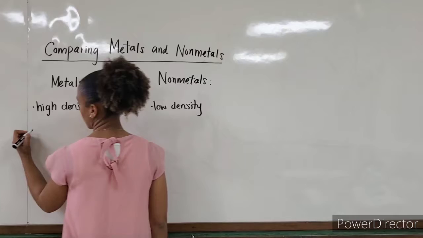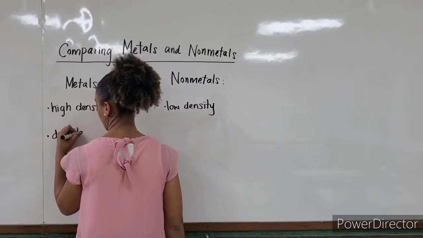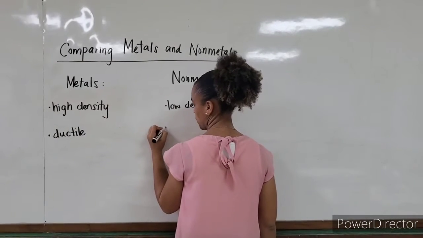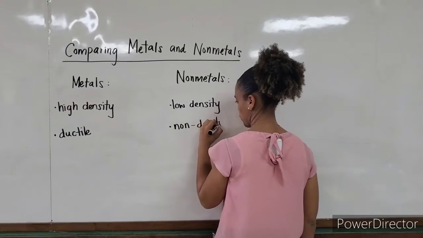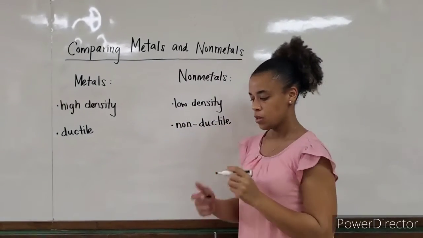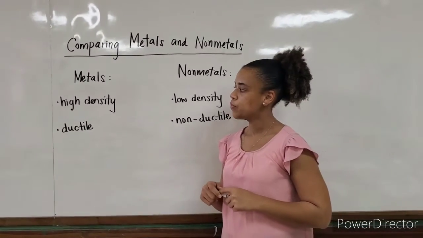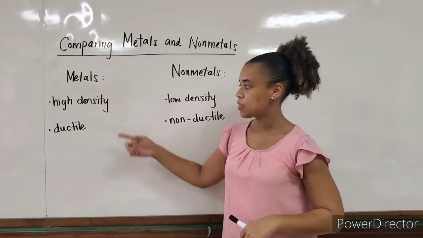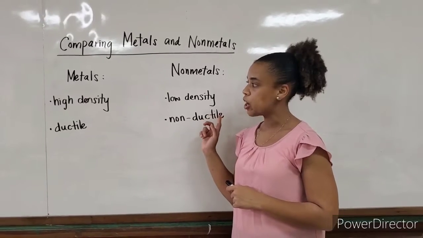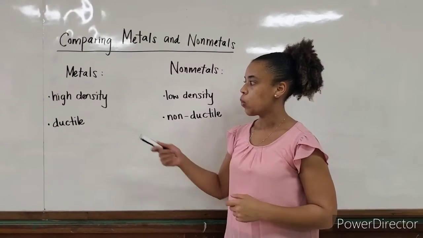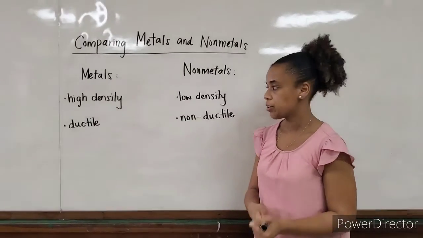Also, metals are ductile, and nonmetals are non-ductile. When a metal is described as ductile, this means that it can be drawn into wires. In the case of nonmetals, they are not able to be drawn into wires. One example of a metal used for this is copper, which you'll find used in many wires.